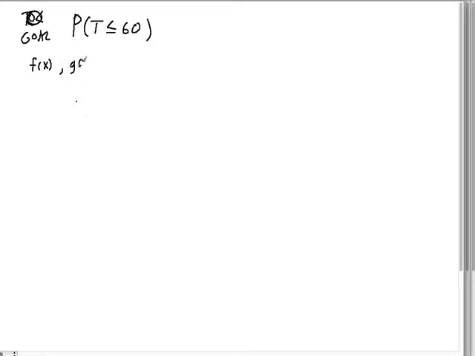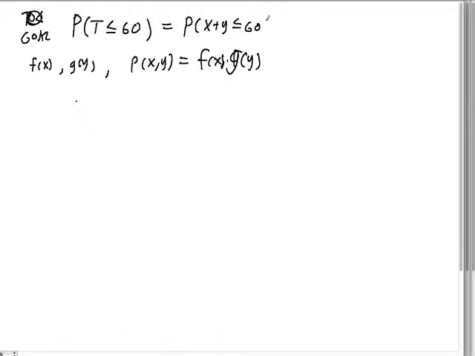We also have g of y. So now the probability density, p of x comma y, is actually going to be the product of the two, f of x times g of y. Okay. So then we can rewrite this as the probability of x plus y is less than or equal to 60. And we can also assume that this is greater than 0.